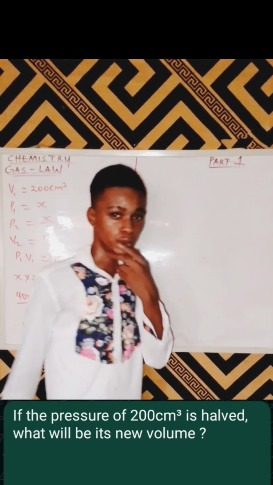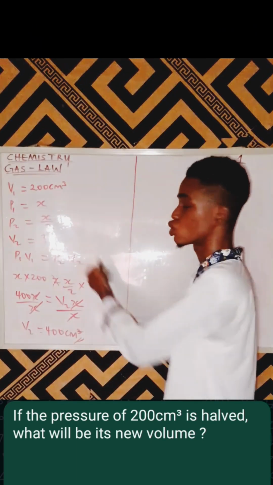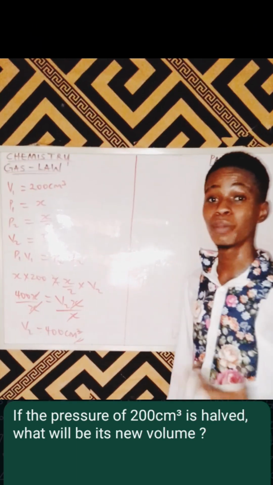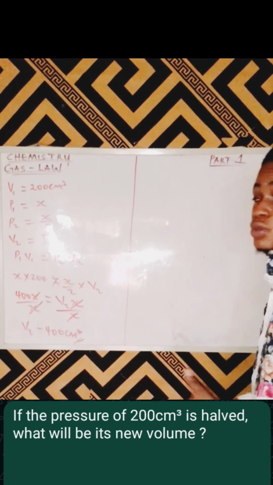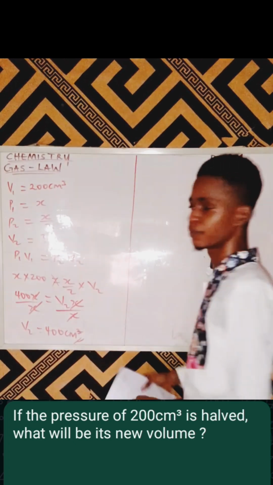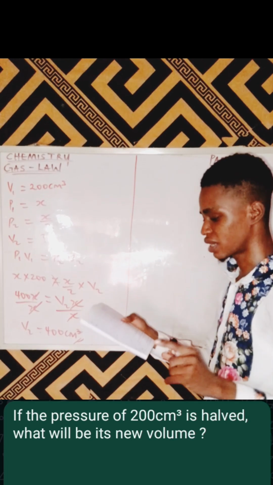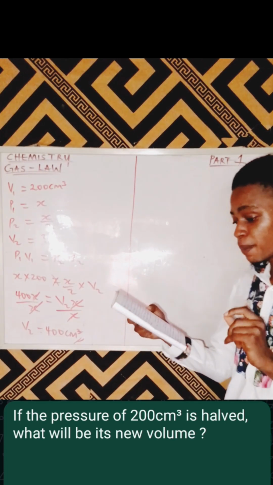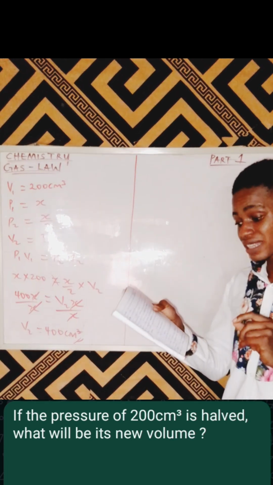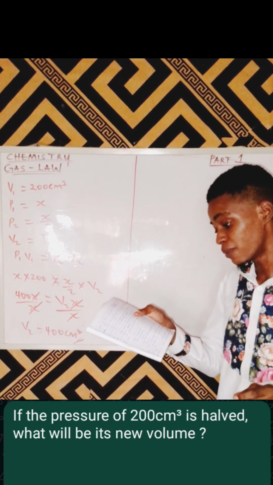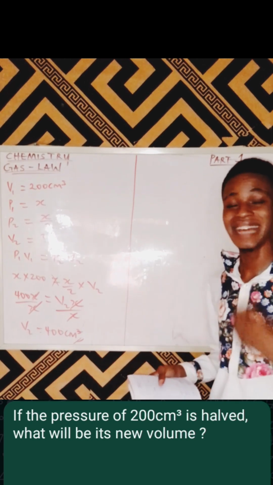Simple. What if I told you that there's an easier way to solve this without even doing much calculation? Now, how am I going to do this? In case you see a question like this in your exam. Now, listen. I'll read the question again so you understand. They said that if the pressure of 200 cm cube is half, what will be its new volume? Now, they said that the pressure is half.